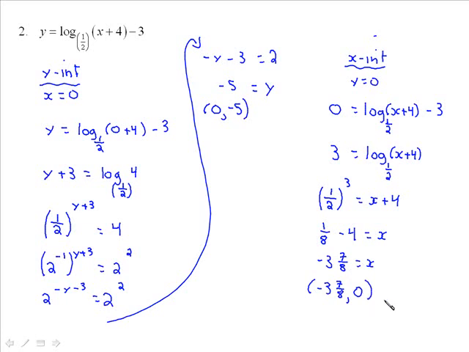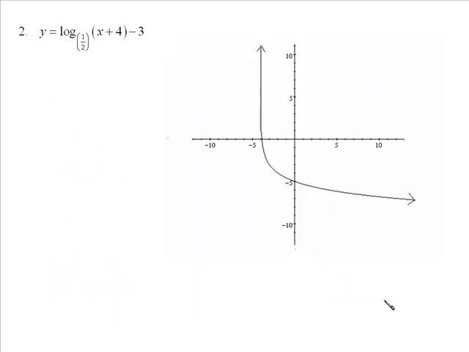I also have this one graphed, so let's compare our answer with the graph and see if this matches. Remember that you can't graph these yet on your calculator unless they're base 10. So the x-intercept, pretty good, and just about at negative 4. The y-intercept at negative 5. I think we did this one right.